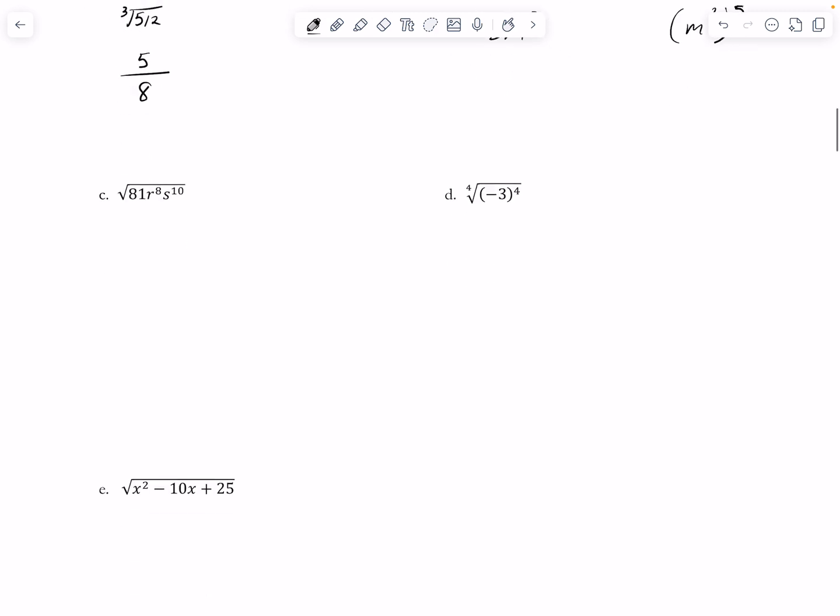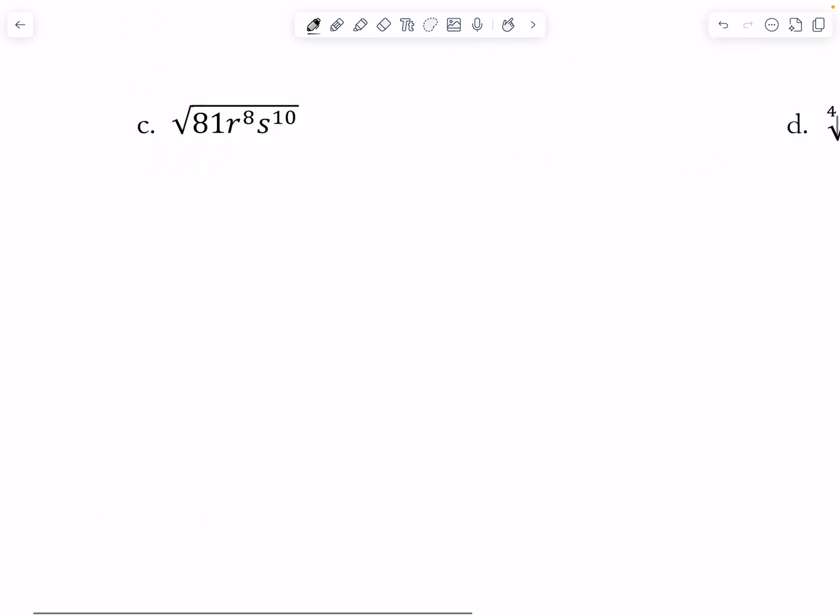Okay, let's do the same thing for C. Now C, there's no index, so this is a 2. The square root of 81 is 9. And as we just found out, if the exponents, this 8 and this 10, are divisible by that index, you can go ahead and do that. Mathematically, it will give you the correct answer. R to the 8th power, the square root of that is R to the 4th power. And S to the 10th power, the square root of that is S to the 5th power.